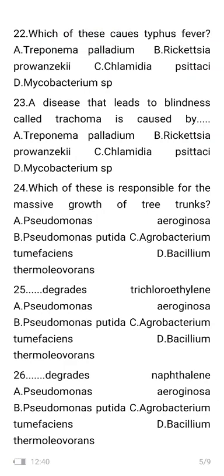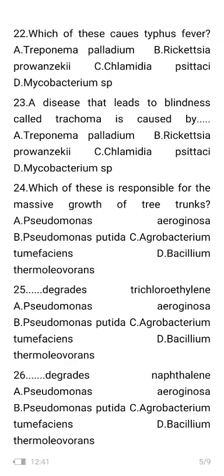Number 23, a disease that leads to blindness called trachoma is caused by Chlamydia psittaci. Please take note of that, which is option C. Chlamydia psittaci causes trachoma, which can lead to blindness.